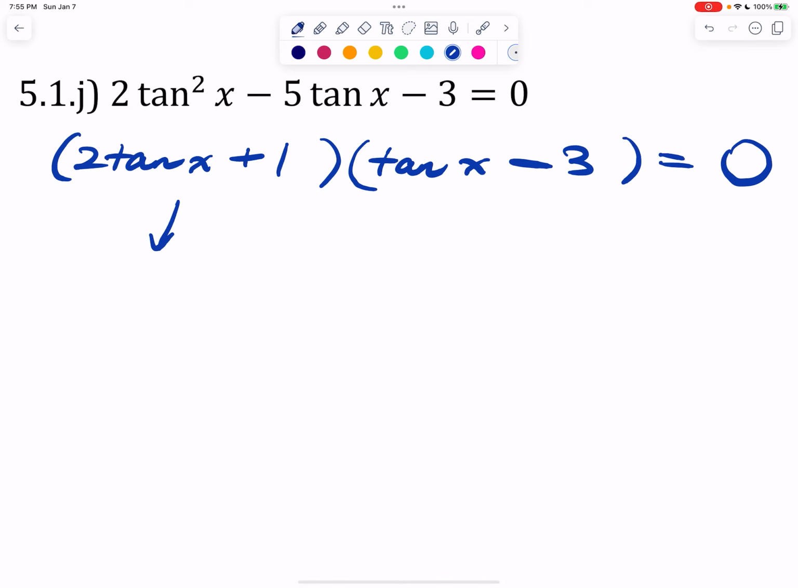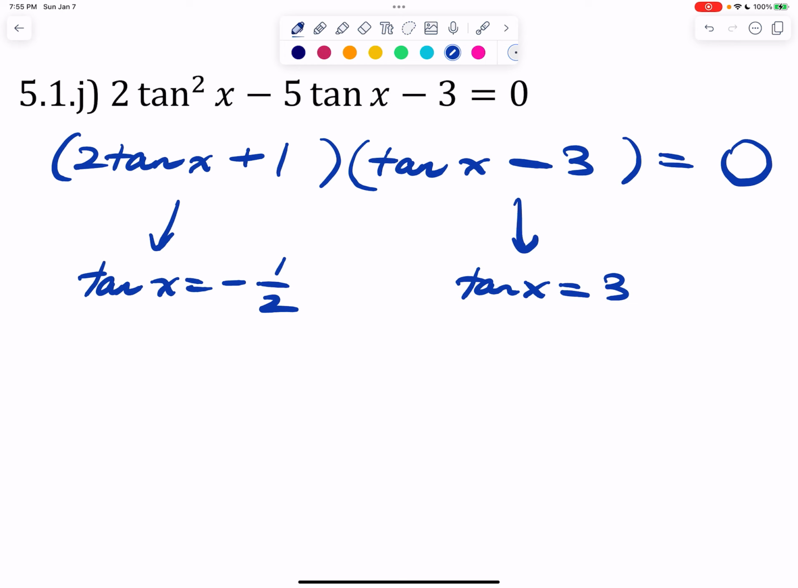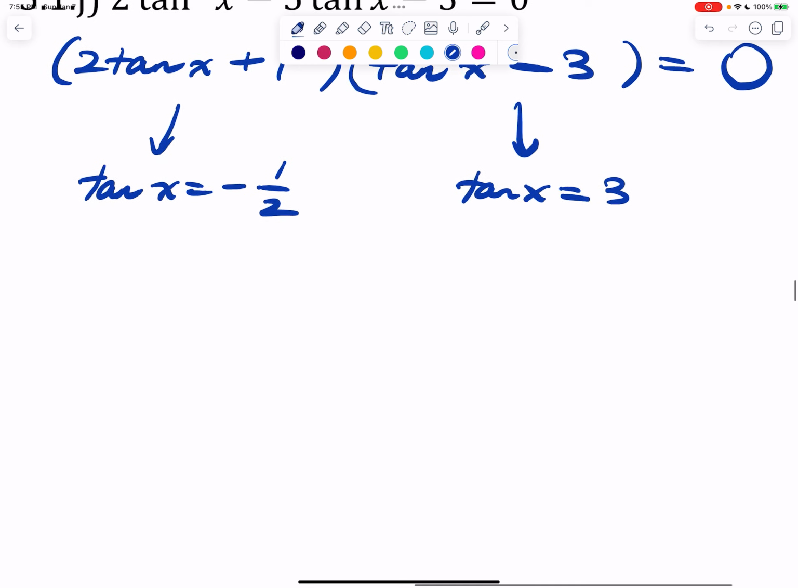Two possible scenarios. Tan x could be negative 1/2, or tan x could be positive 3. You might be tempted to say this one has no solution because, whoop, 3 is more than 1. But we are dealing with tan here. Tan doesn't have that same restriction. You can have the opposite side be 3 times the length of the adjacent side. That's okay. So this one does have a solution.